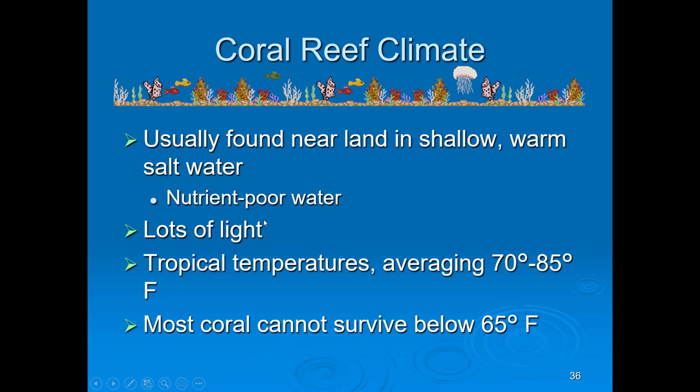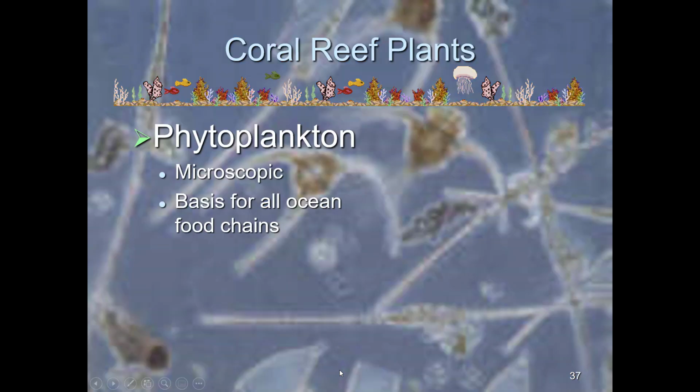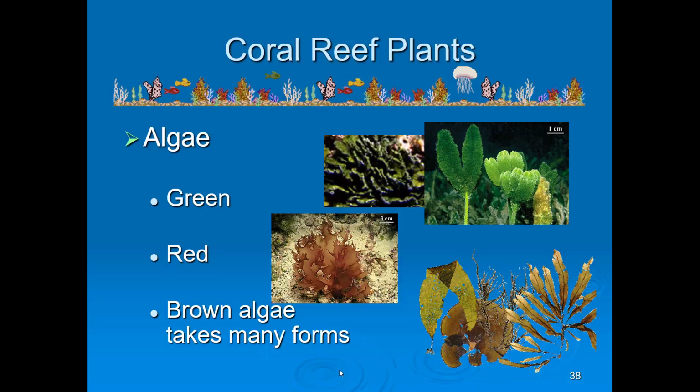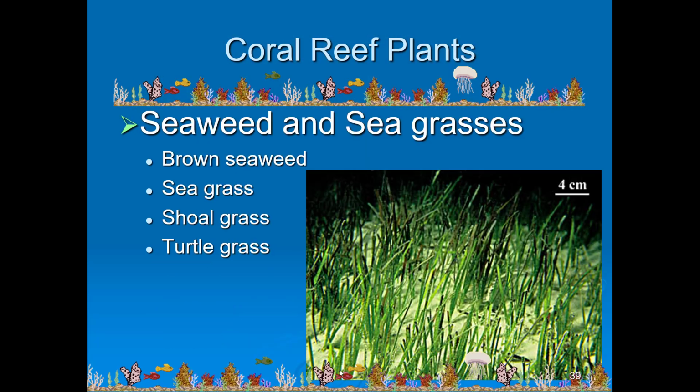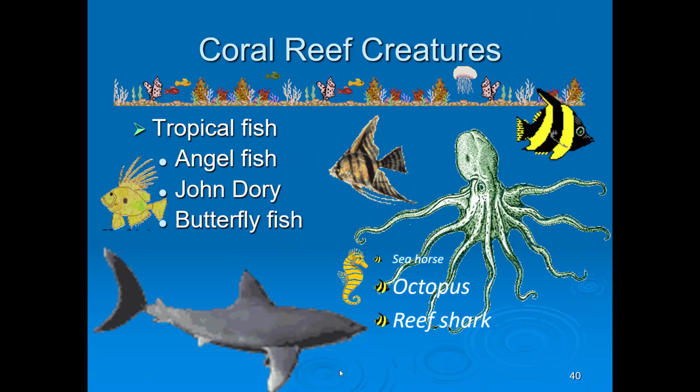Yeah, so it's nutrient-poor water, but the polyps don't need it because they've got the zooxanthellae that perform photosynthesis for them. Lots of light, very warm. Coral does die if it gets too cold. And what's in there? Largely phytoplankton. You have algae. Algae is not a plant. Seaweed and seagrasses. You got tropical fish. It's just lots of stuff in here. It's like the tropical rainforest of the ocean, like I said.